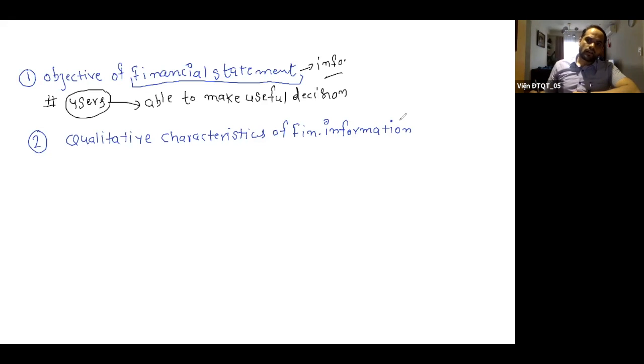So there are 4 characteristics of financial information. So financial statement information should look like these 4 characteristics. These are the qualities financial information must have. If financial information does not have these 4 qualities, that financial information is not of good quality. Qualitative characteristics means good quality, good information. It has a good quality, all right?